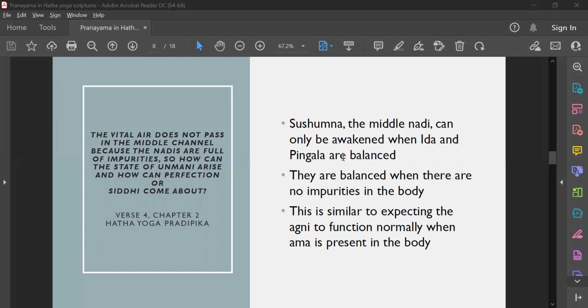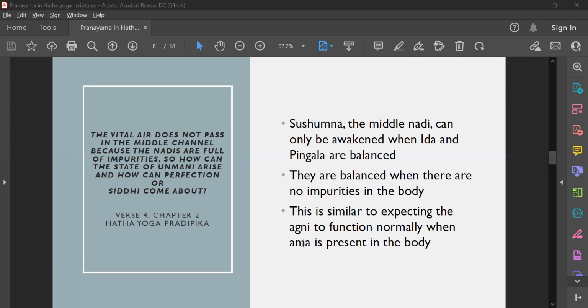So they're balanced when there are no more impurities in the body. So some people have left side problems and some people have right, some people have both. So whenever a practitioner works on the imbalances, this is what we are referring to. This is similar to expecting the Agni to function normally when the Ama is present in the body. So this is an analogy that I use to understand the Sushumna Nadi. So we cannot expect the Sushumna Nadi to be awakened. It's like expecting the Agni to work normally when there is Ama present in the body.